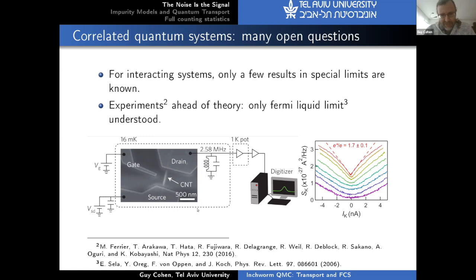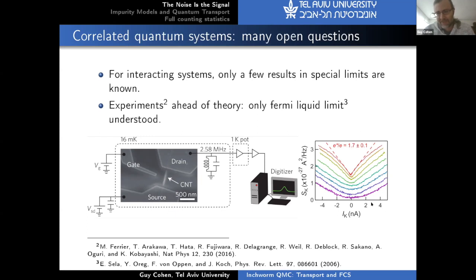Here's an experiment with carbon nanotube junctions, which essentially try to go to very weak voltages, very small currents, and very low temperatures in order to get to a theoretical regime where Fermi liquid theory applies. That was about the borderline of what the experiments could do. And then you have one theoretical result here from this paper. So this should be 5/3.